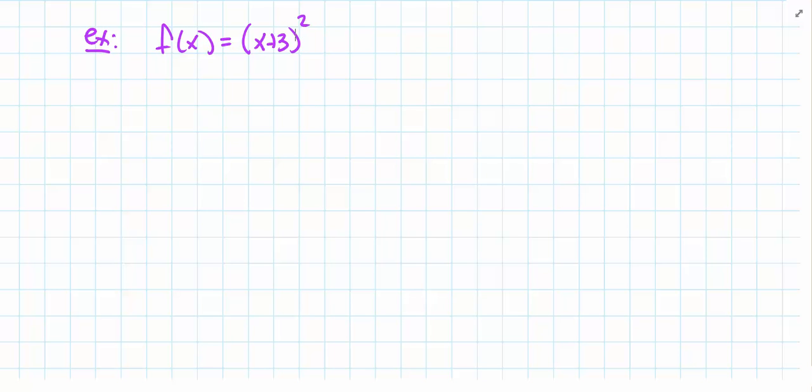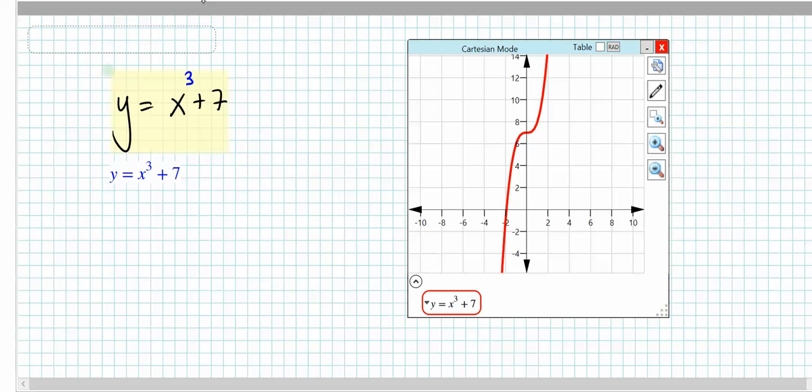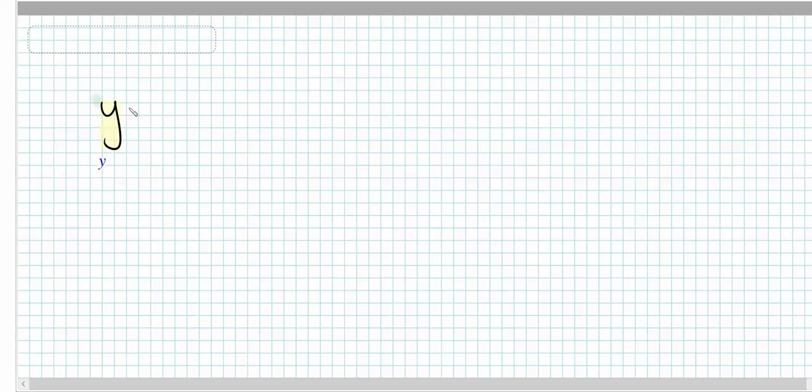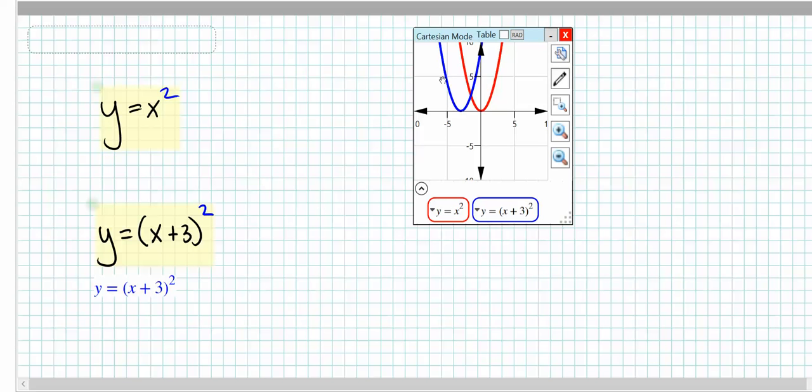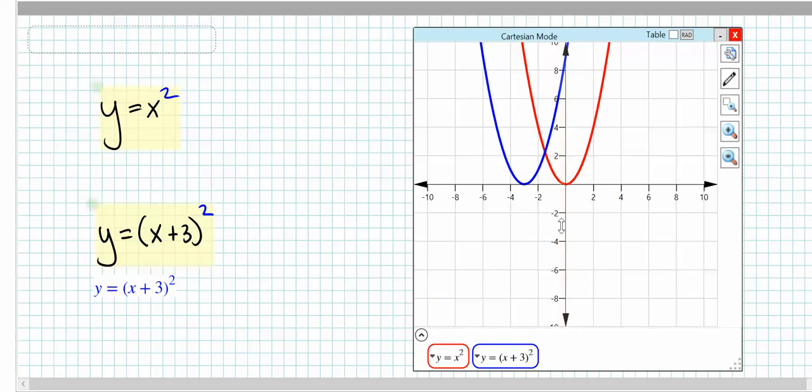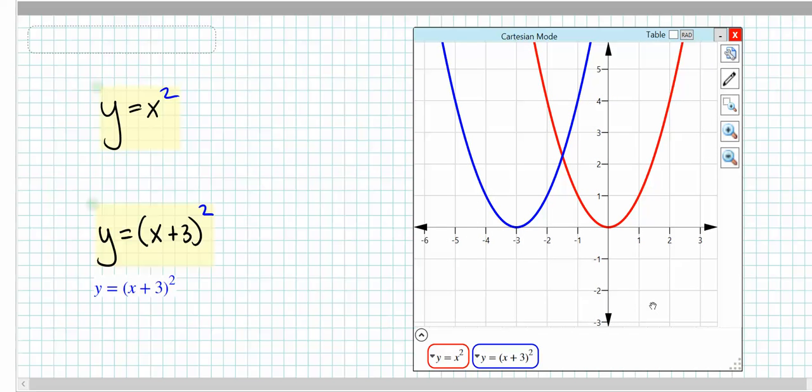So we wanted to do y equals, you guys told me it was x squared. That's this one, easy enough. And then I gave you (x plus 3) squared, right? And you told me it was 3 to the left. So if I put this on the graph, I have actually gone there 3 units to the left. And you can see that I have actually moved from the red to the blue. Okay? All right, let's do this one.